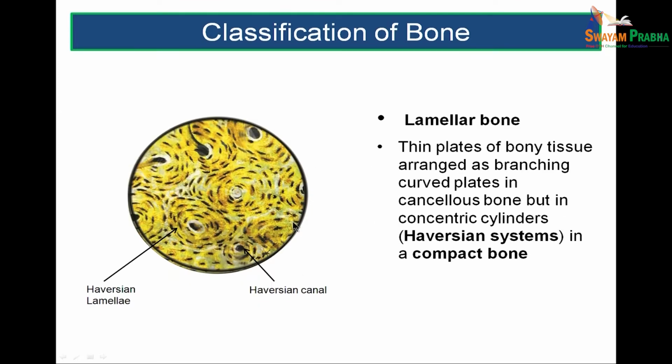This is a picture of lamellar bone. You can see the Haversian systems: a Haversian canal around which there are lamellae of bone deposits, called Haversian systems. This is typical of lamellar bone.